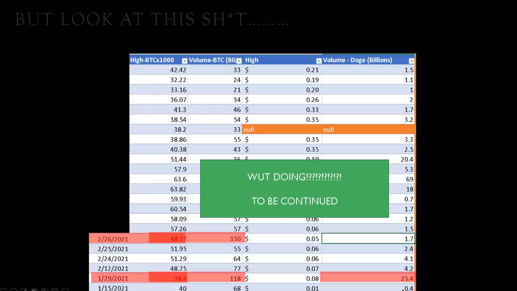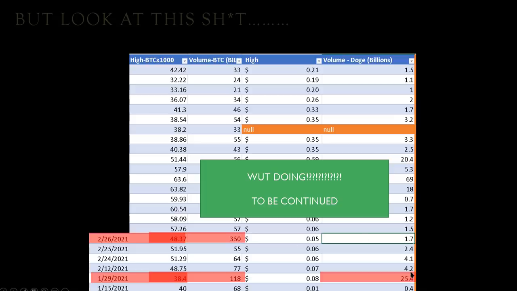This is volume of Dogecoin in billions. Look what happens the next day. It goes up to 25.4 billion volume, and the price goes up by 800%. Same thing for Bitcoin. It has a slight bump, like basically almost doubles itself in volume, but it goes down in price between the 15th and the 29th.